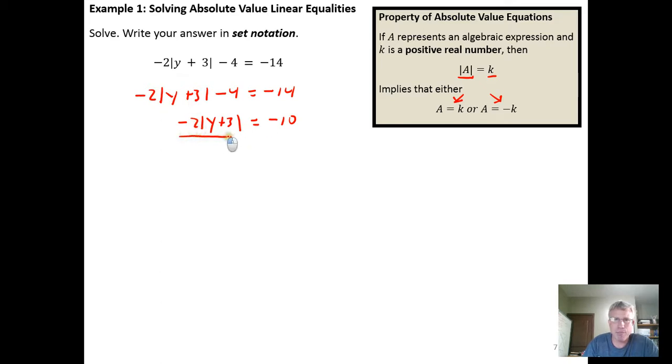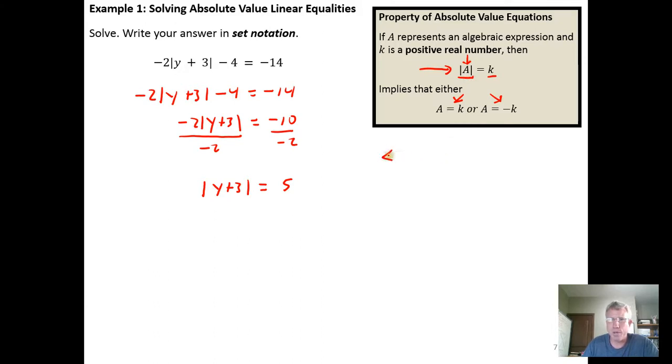So we're going to divide both sides by negative 2. So negative 10 divided by negative 2 is 5. And here we get negative 2 divided by negative 2 is 1. And 1 times the absolute value is the absolute value. And now the absolute value is completely isolated, and we're in this situation here where we have the absolute value of an algebraic expression equaling a positive real number.